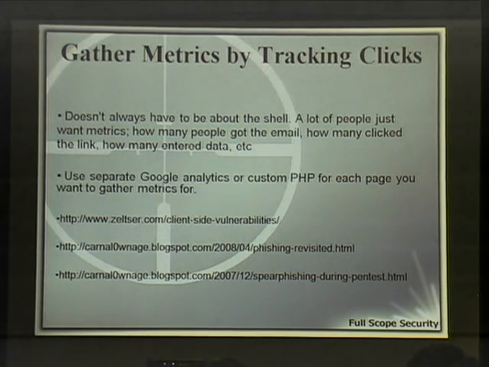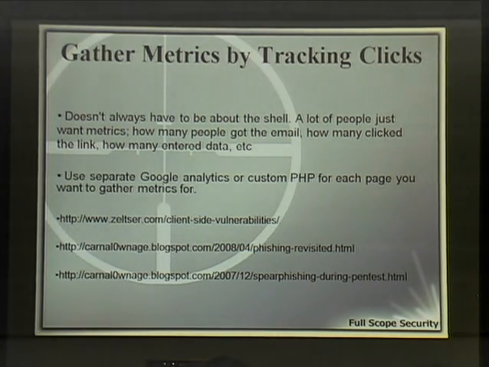Like we talked about a little bit before, it doesn't always have to be about getting a shell. A lot of people, as they ease into allowing testers to do this, really just want to gather metrics on their users. So how many people got the email? How many people clicked the links? How many people forwarded that email? Did it get forwarded out of the enterprise to somewhere else? An easy way to do that is just to create Google Analytics. You have two tags: one for the first page, the landing page, and another for the page after they've entered in some sort of information.